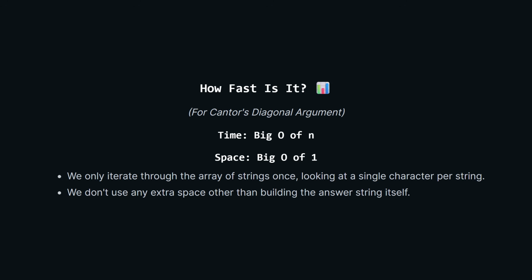Let's look at the complexity for Cantor's approach, since it's the most optimal. For time complexity, we only iterate through the list of length n exactly one time, looking at one character per string. So it is order n, or big O of n. For space complexity, excluding the answer string we build, we don't use any extra memory, so it is order 1.